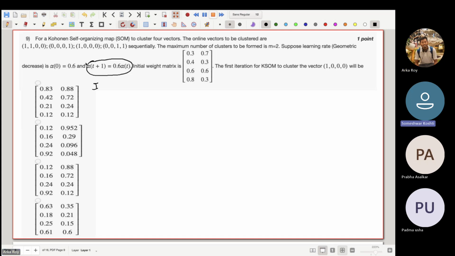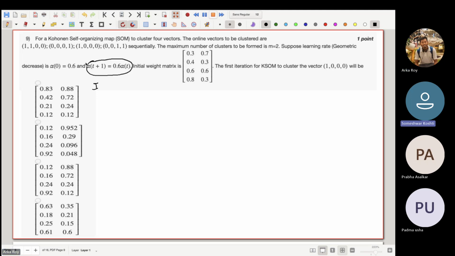And that's why we will go ahead using 0.6. We will update the weight of the second neuron. So basically that means column 2. Column 2 is what we will update, and after updation it comes to 0.88, 0.72, 0.24, and 0.12. That's the second column. Then we go ahead in the next iteration.